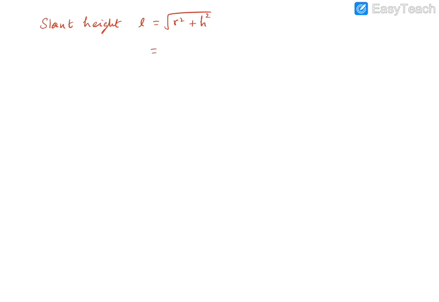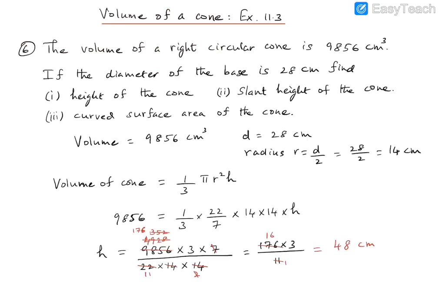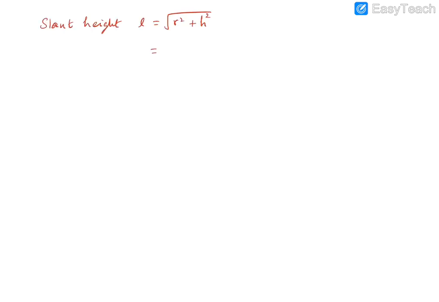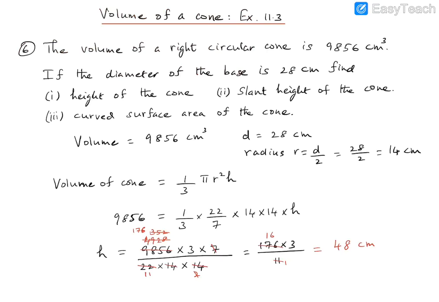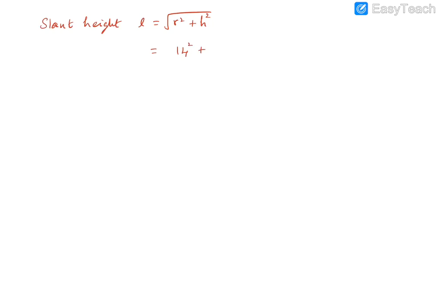So we have, what is r square? The value of r that we have is 14. So r square is 14 square plus height h. We have just computed the height as 48. So we'll have 48 square, and that's under the root. So we can calculate what is 14 square and what is 48 square. 14 square is 196. And 48 square is 48 into 48.